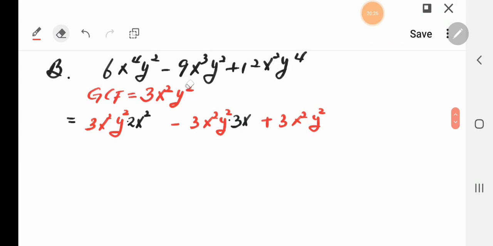Even the second term. So we took y squared out, so the leftover is only 3x. For the last term, factor out 3, then 3 times 4 is 12, and x squared went out, 2 y's out, so 2 y's left. Then from this, factor out 3x squared y squared, put parentheses, and write down the leftover factors.